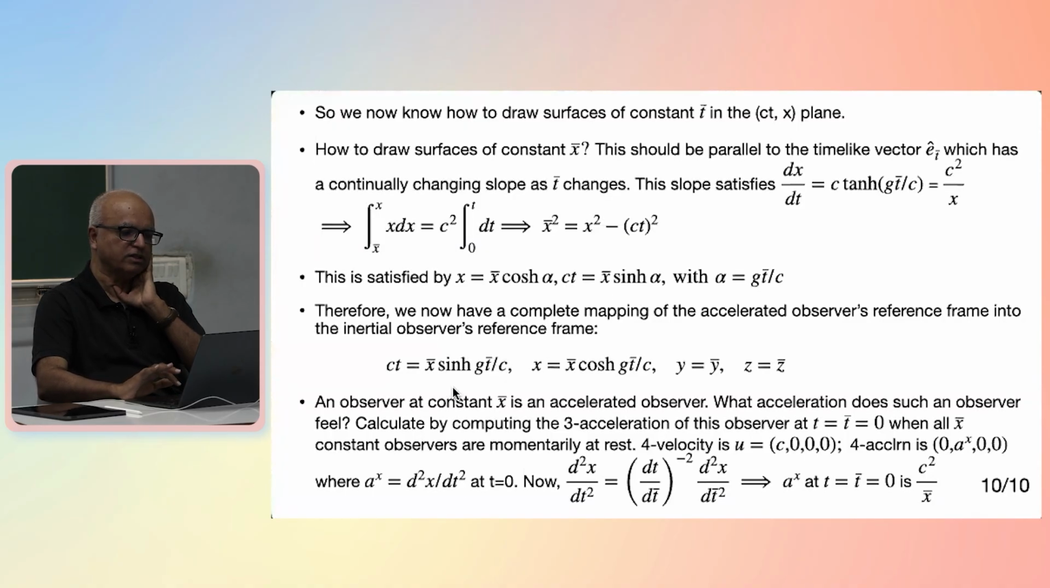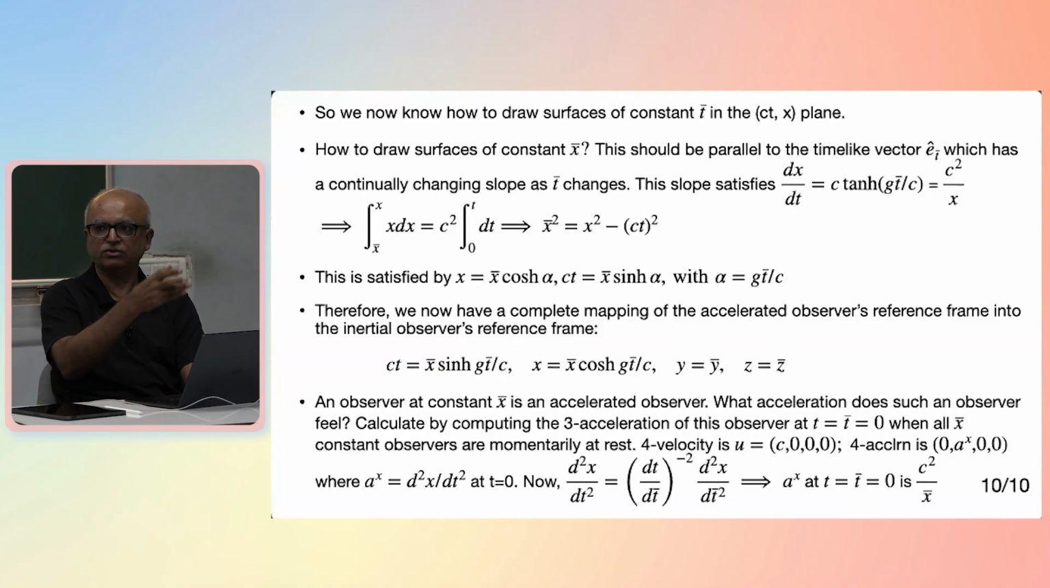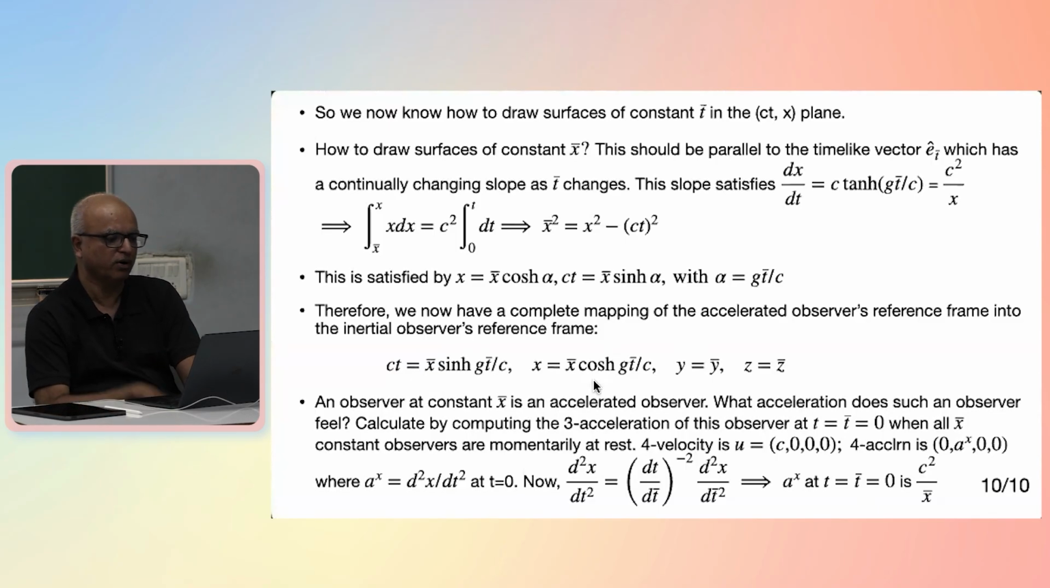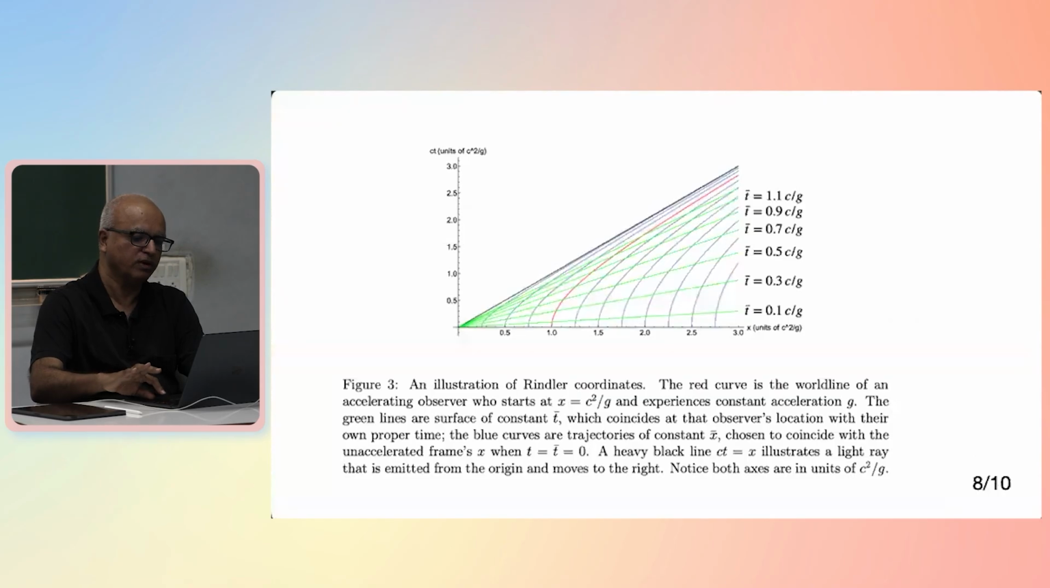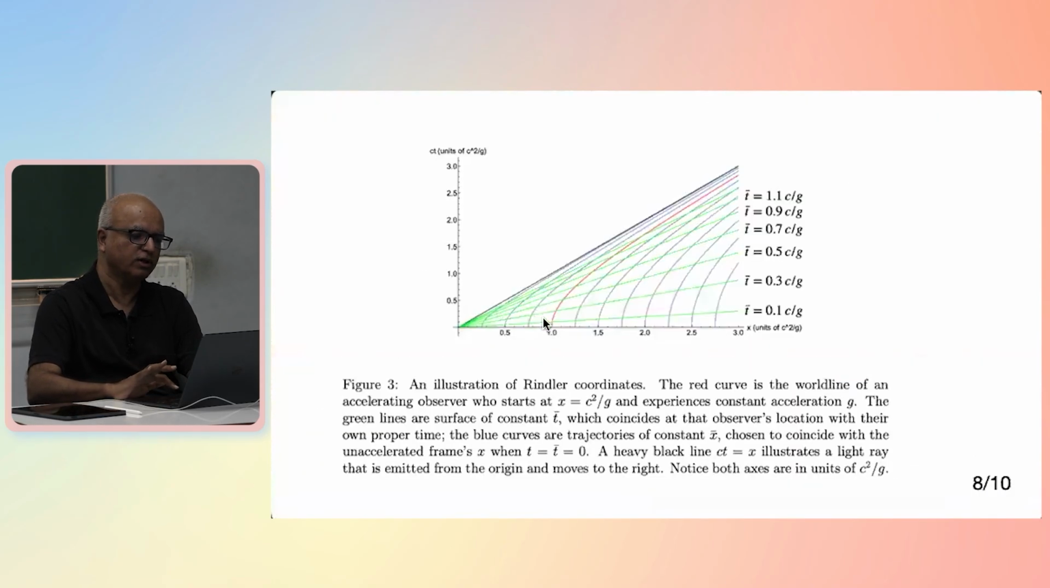Finally, this is what you have. Yeah, these are Rindler coordinates. Therefore, we now have a complete mapping of the accelerated observer's reference frame into the initial observer's reference frame. It was a little fast, but you have the slides, you can see them on the link, and this is the derivation of the Rindler coordinates. This is what we used here to deduce the horizon.